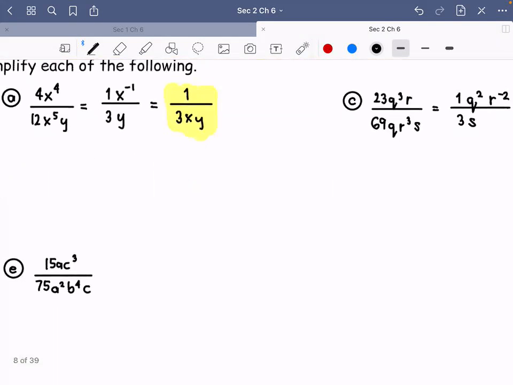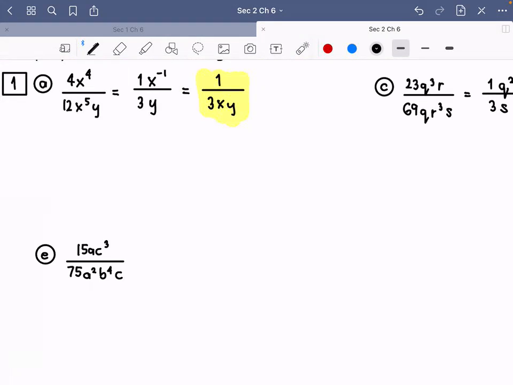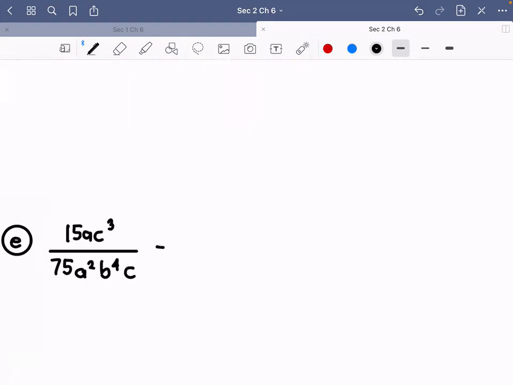So what is 15 over 75? What's the simplest form of 15 over 75? Is it 1/3 again? Oh, sorry, 1/5. Okay, so 1/5, right? All right, so let's look for a pair. So a divided by a squared. What do you get? This is a raised to negative 1. And then, since we have b raised to 4 here, and it doesn't have any pair here, we just rewrite b raised to 4.